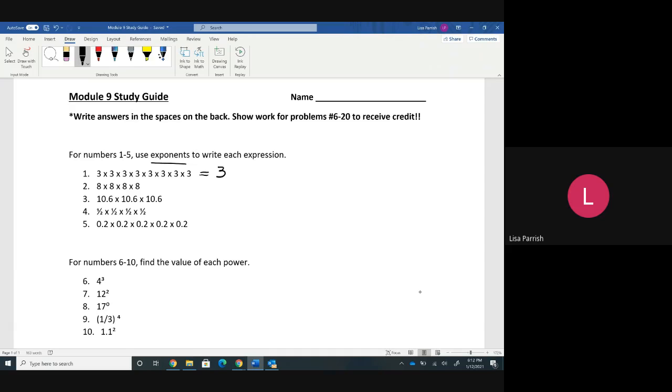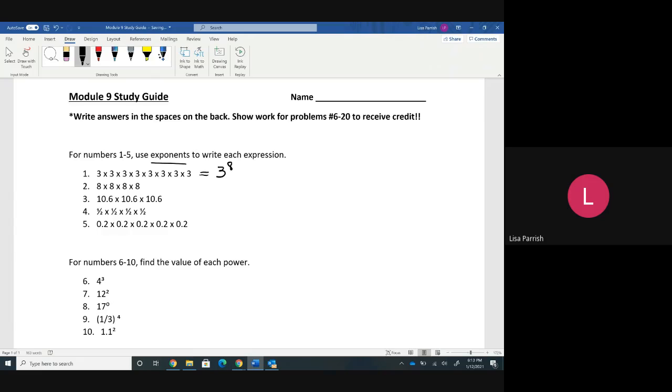So we want to count 1, 2, 3, 4, 5, 6, 7, 8. So 3 is multiplied times itself 8 times. So I would write this answer as 3 to the 8th power. And that's all you have to do. So 1 through 5 should be very easy.